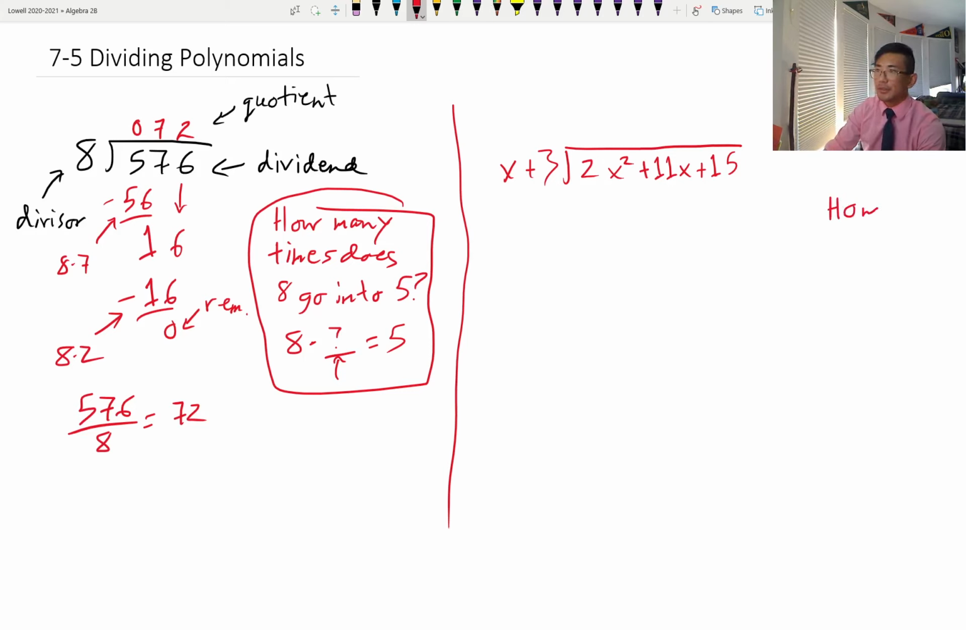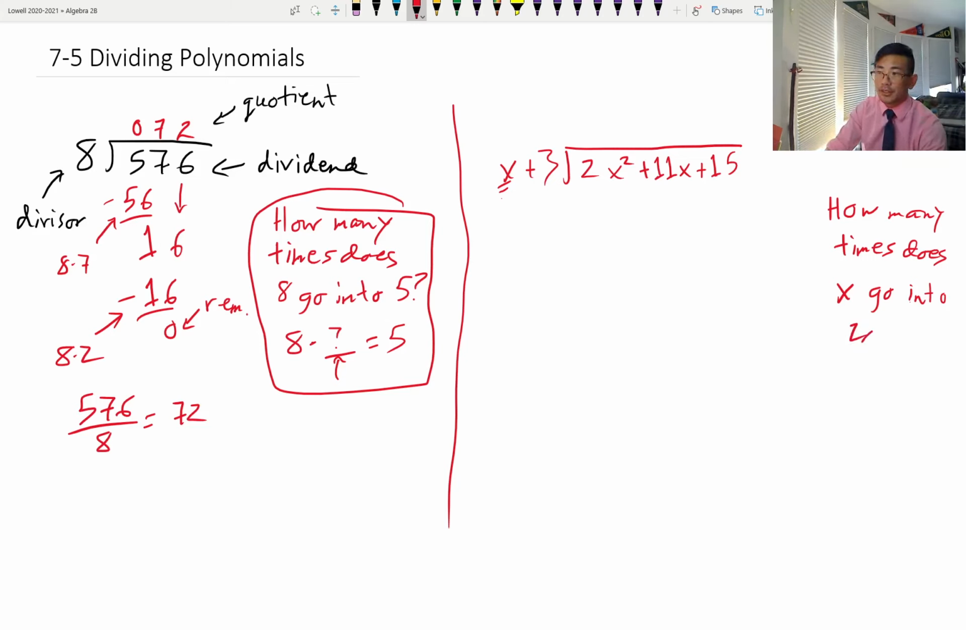How many times does x go into, so x being the leading term of our divisor here, go into, well, the first thing that goes in the dividend is 2x squared, just like before. The first digit was a 5.